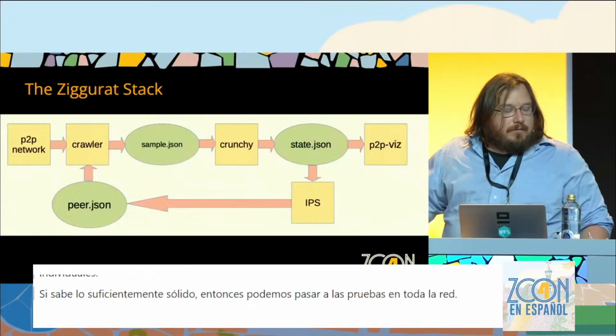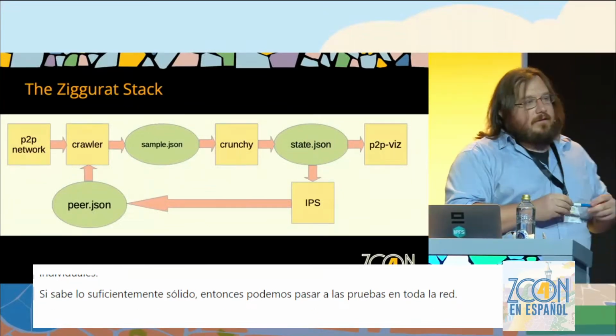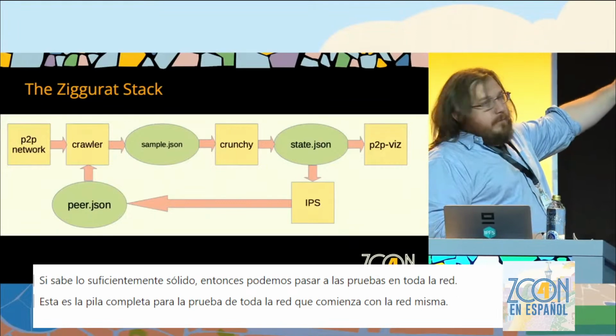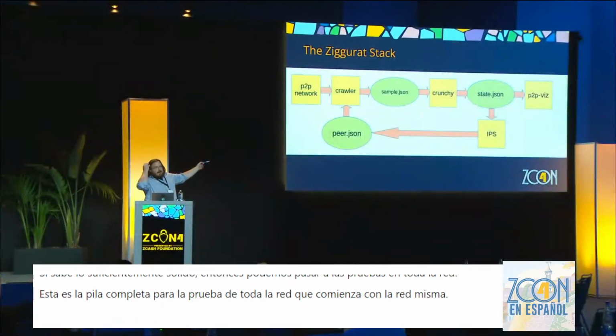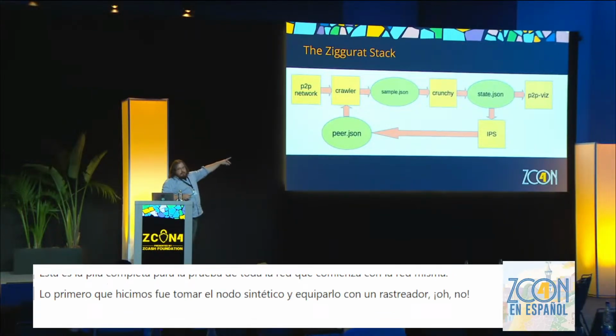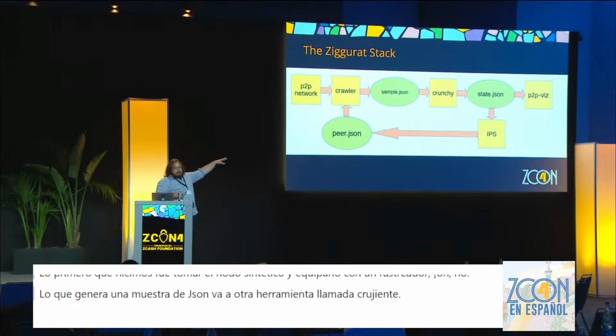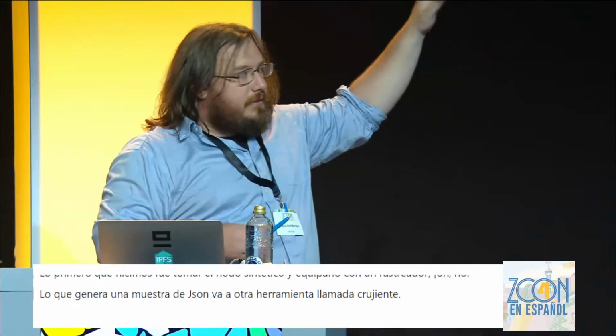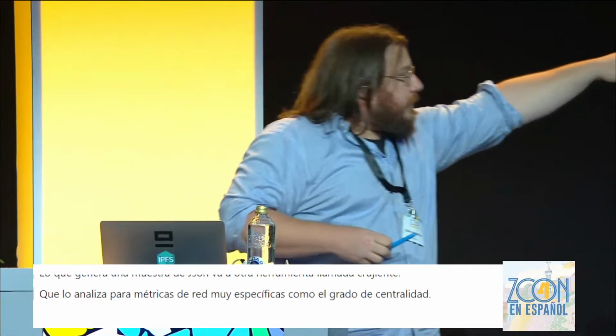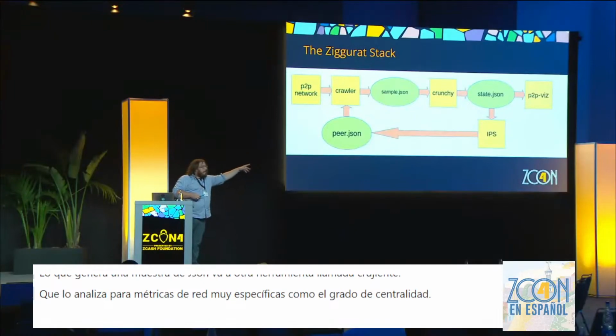This is the whole stack for the network-wide testing. It starts with the network itself. The first thing we did was take the synthetic node and outfit it with a crawler, which outputs a sample JSON, goes into another tool called Crunchy, which analyzes it for very specific network metrics like degree of centrality, closeness, betweenness, things like that. Outputs a state JSON, goes to the visualizer.